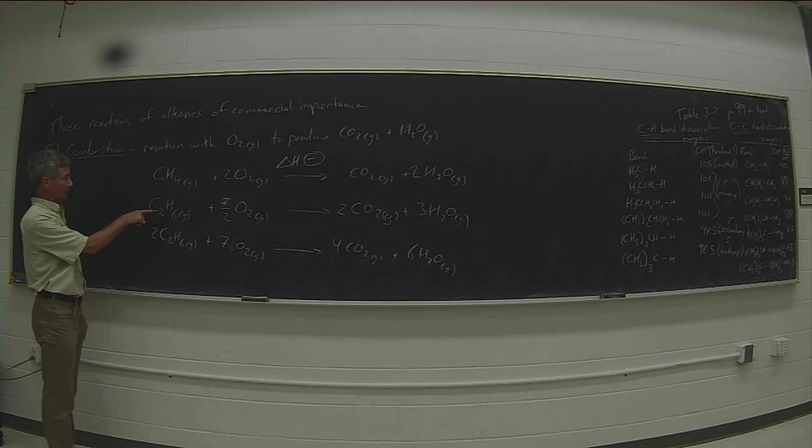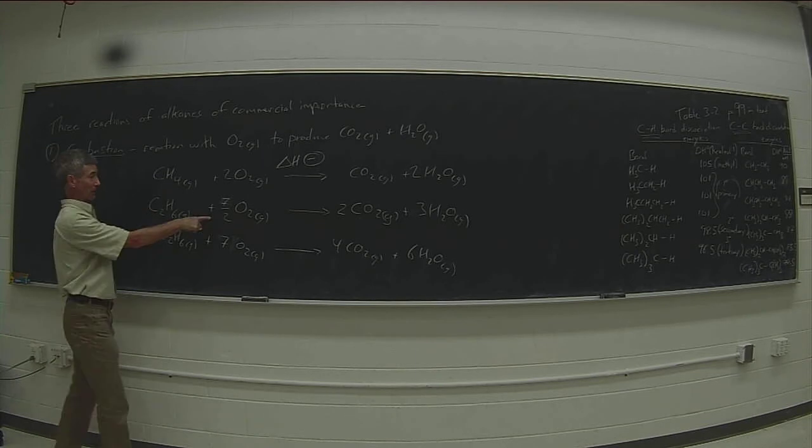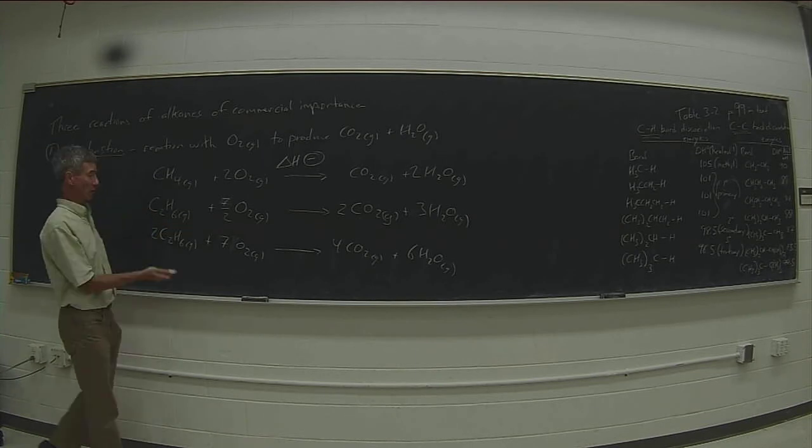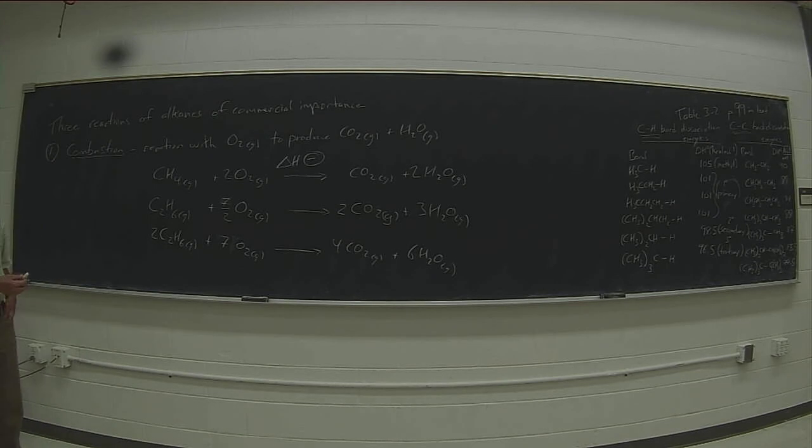And you'll notice anytime you have an even number of carbons, you end up with a fractional coefficient in front of your oxygen that requires you to multiply through by 2 if you'd like to avoid those fractional coefficients. And we can keep going.